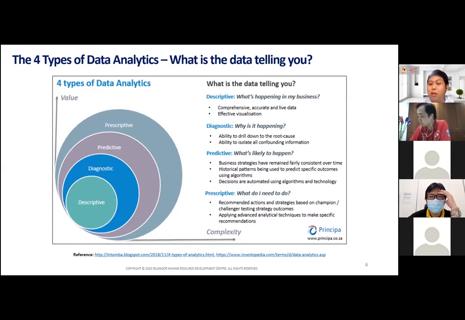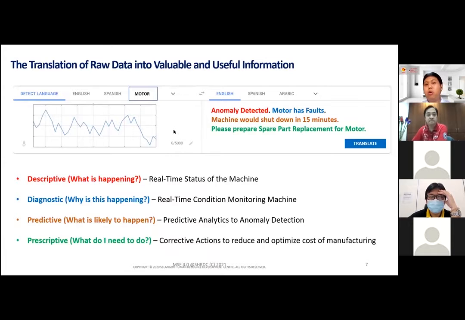And of course, the prescriptive part will be, what do I do next, right? So it increases in complexity over time, but the value created from this kind of data analytics strategy, from descriptive to prescriptive, actually gives you a lot more value to create for your industry to then be able to grow more effectively.